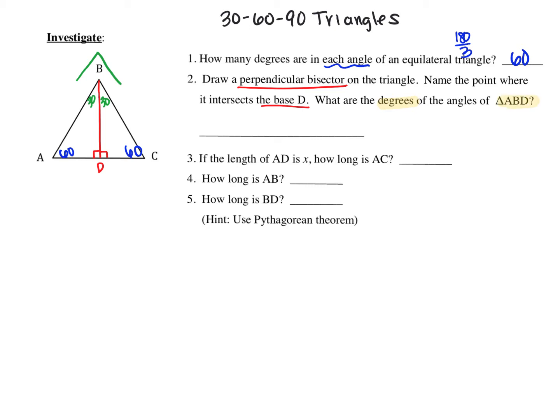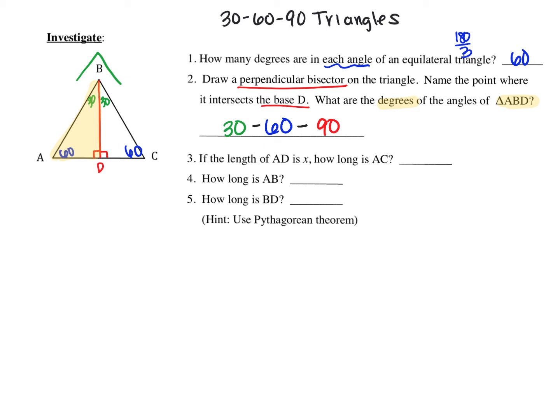So triangle ABD, that's just this left-hand side triangle right here. That's triangle ABD. So we know those angles now to be 30, 60, and 90. So next we're doing number 3.